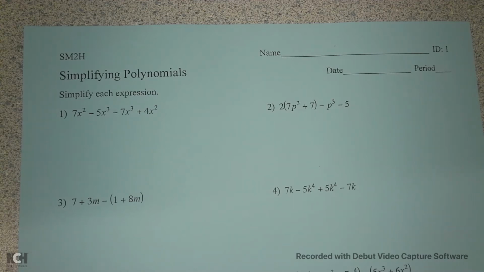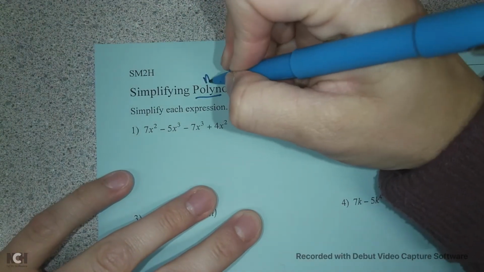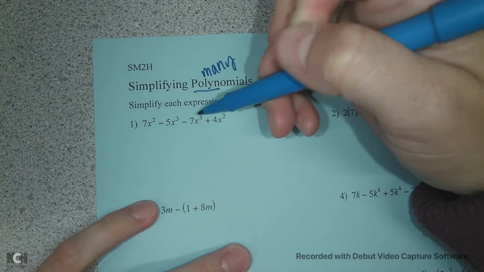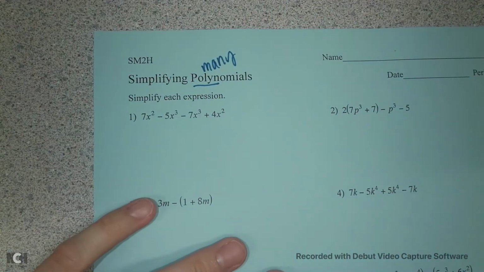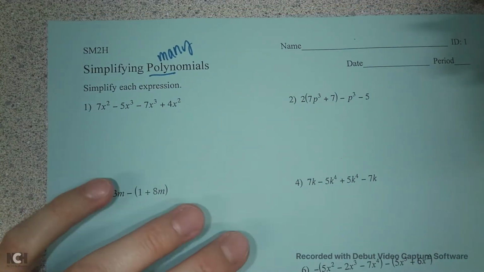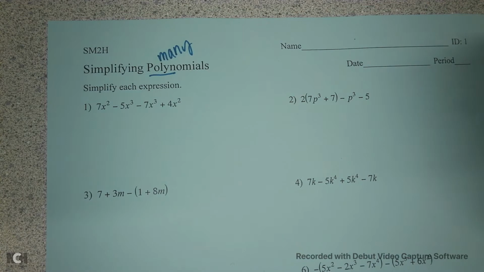Alright guys, so today we will be simplifying polynomials. So poly means many. So we're simplifying many terms. Notice that they don't have equal signs on them because we're simplifying and we're not solving for anything. We're just combining like terms and grouping together.